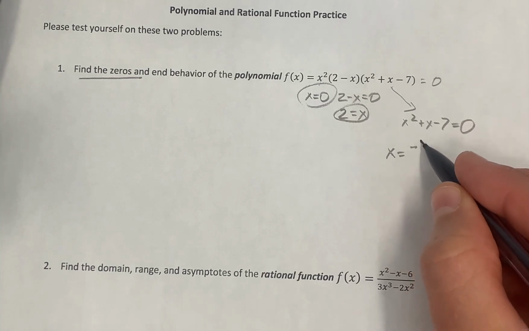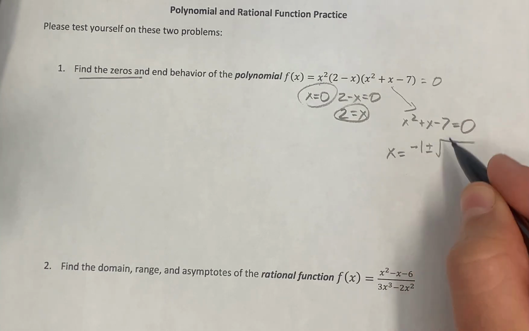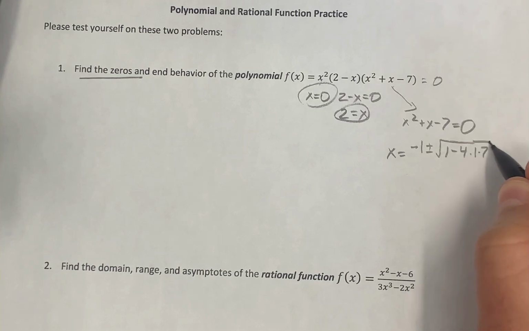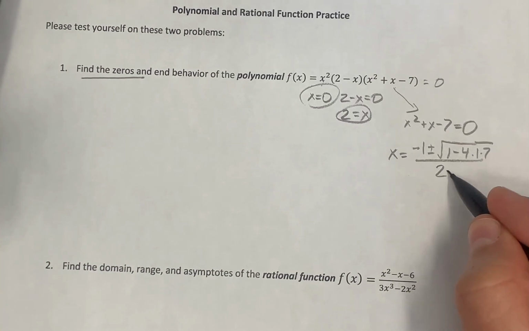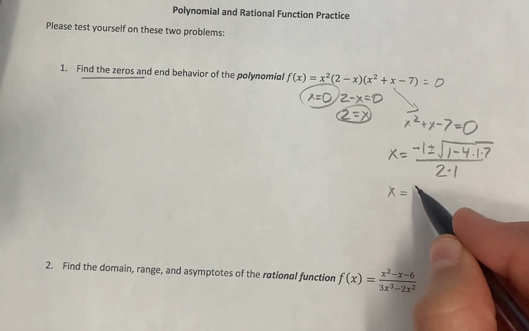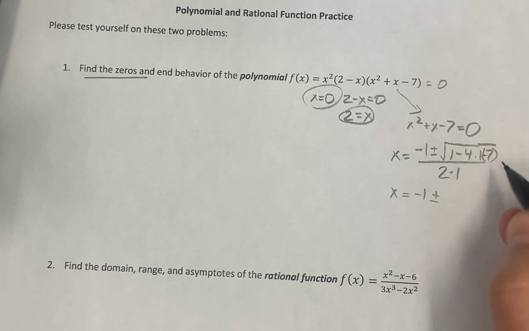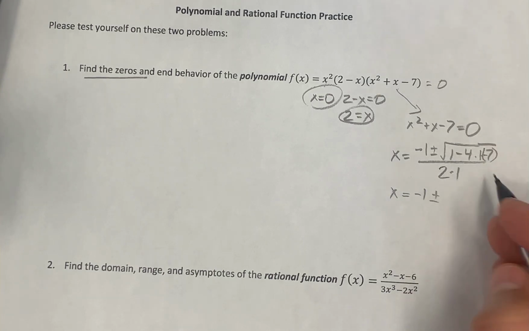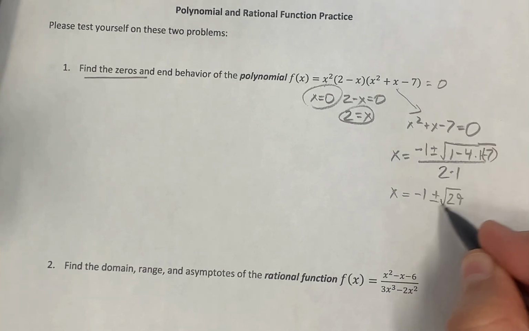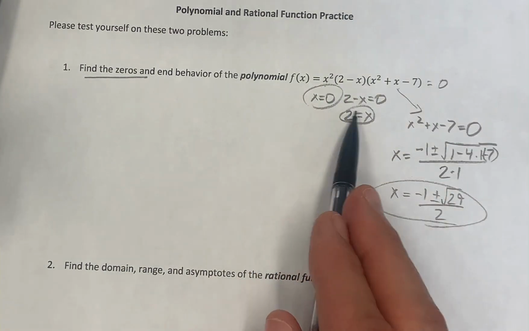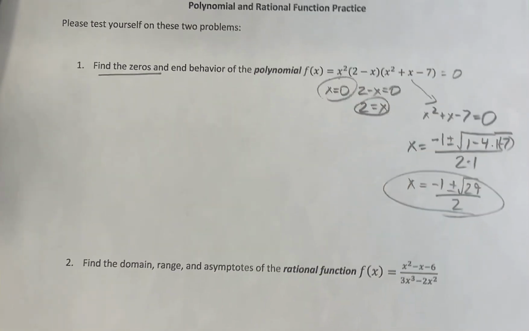x equals negative b plus or minus the square root of b squared minus 4ac all over 2a. So x equals negative 1 plus or minus, oops, I forgot my negative sign here. That's 1 plus 28, so the square root of 29 over 2. So there are 4 zeros to this polynomial.